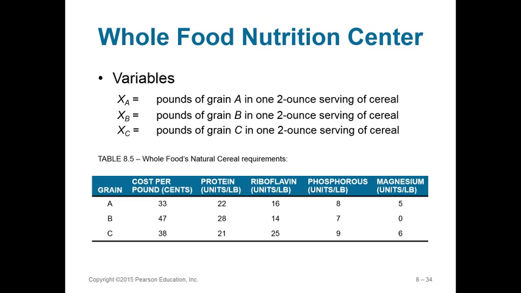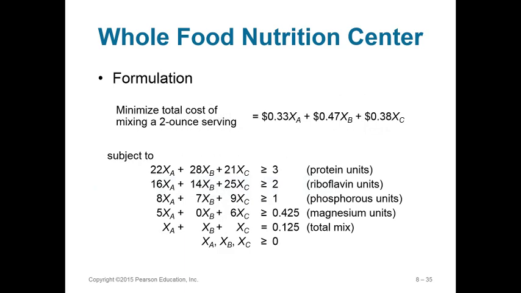So what you want to do also is minimize the cost per pound. So you need to meet the basic nutritional requirements, get a 2-ounce serving of the cereal, and minimize the cost per pound of the grain combination out there. And this is how we create that.